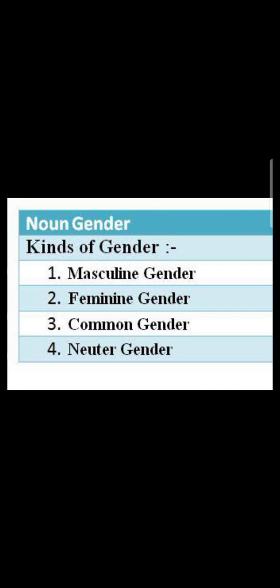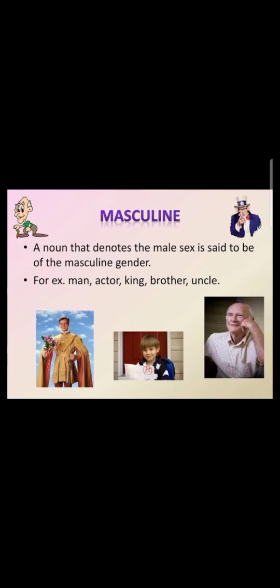Let's begin with masculine gender. A noun that denotes a male person or animal is said to be of the masculine gender. For example, man, actor, king, brother, and uncle. Not only these examples, but you have a lot of examples in your grammar book. Just take your grammar book and go through it.